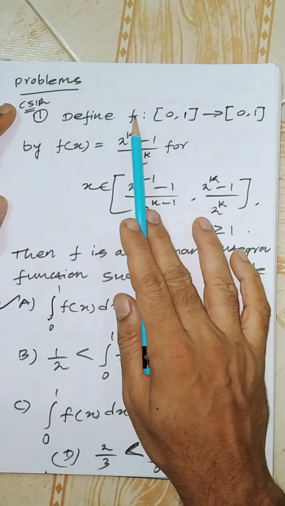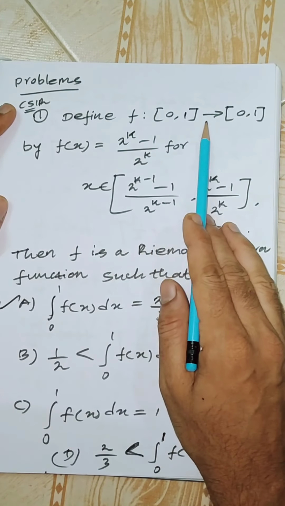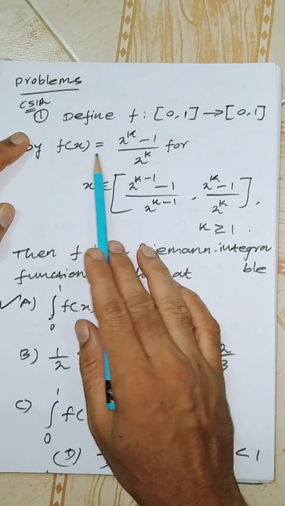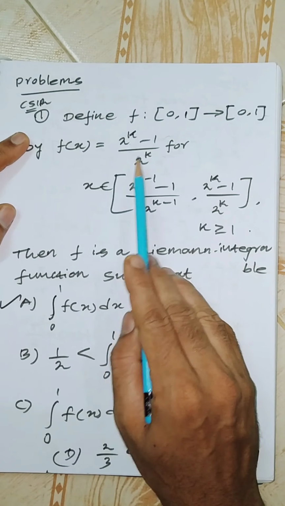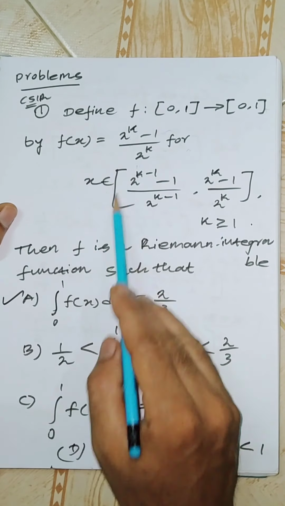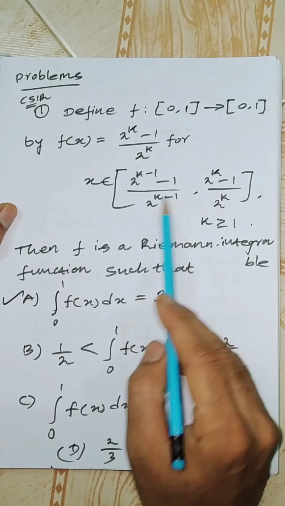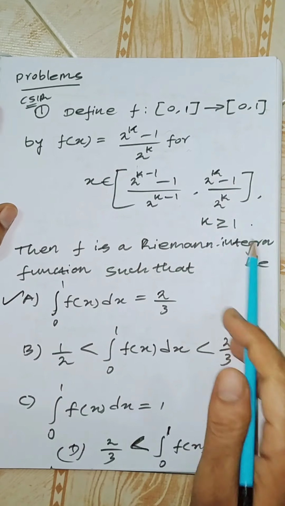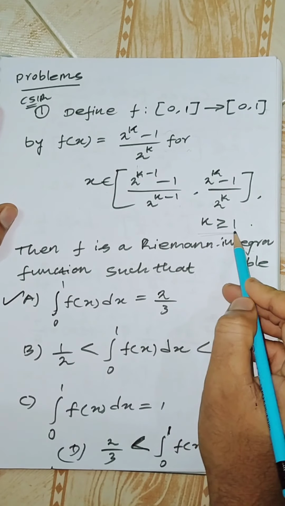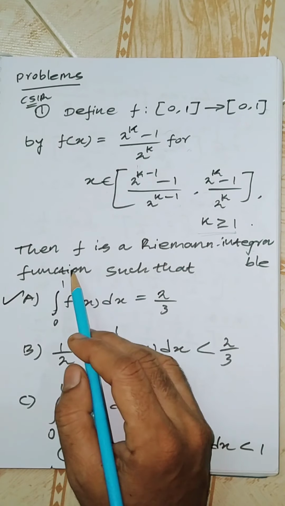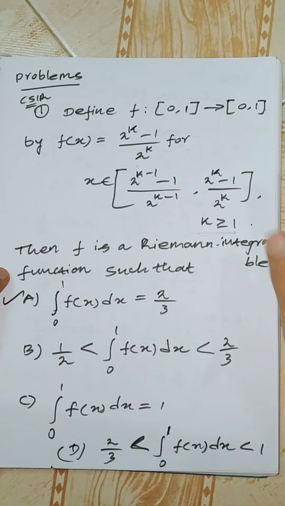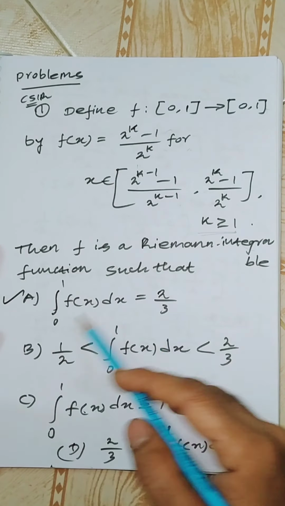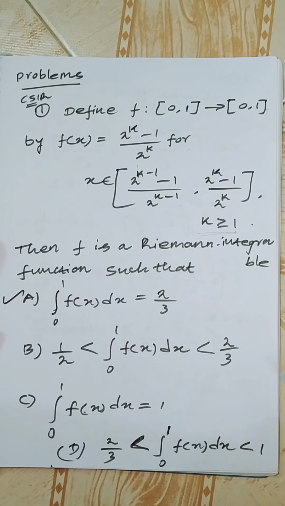In Part B: define f from the closed interval [0,1] to the closed interval [0,1]. How is this function defined? f(x) equals (2^k minus 1) divided by 2^k for x belonging to the closed interval [(2^k minus 1)/2^k minus 1, (2^k minus 1)/2^k], where k takes the values 1, 2, 3 and so on. Then f is a Riemann integrable function such that options A, B, C, D.